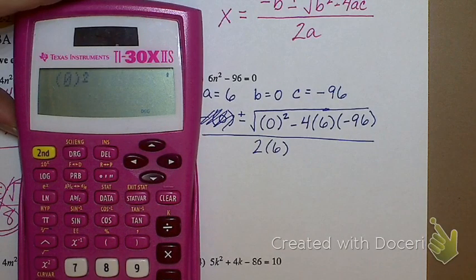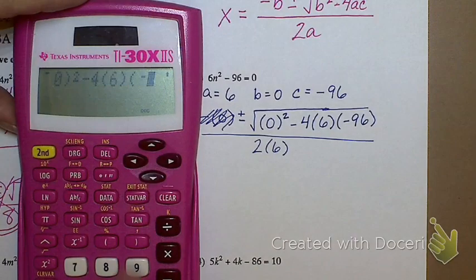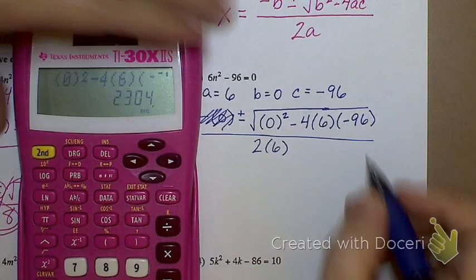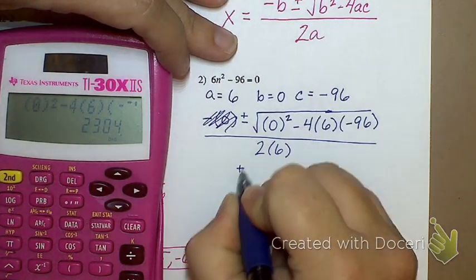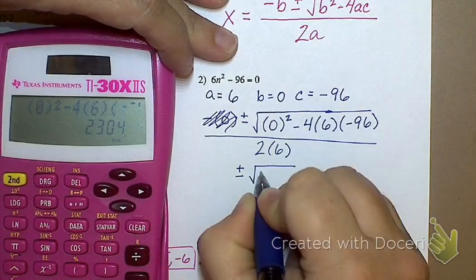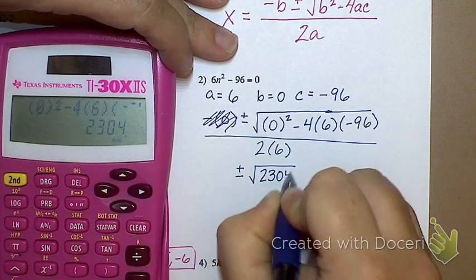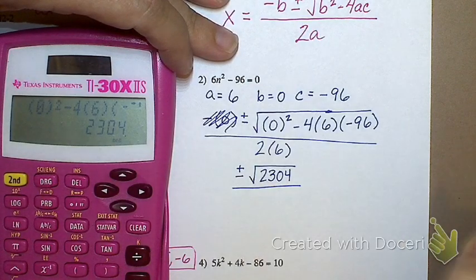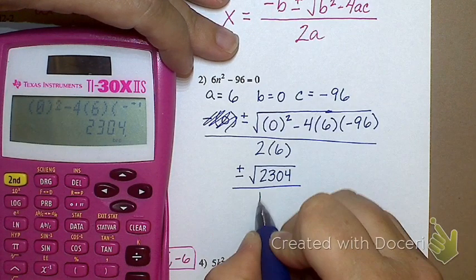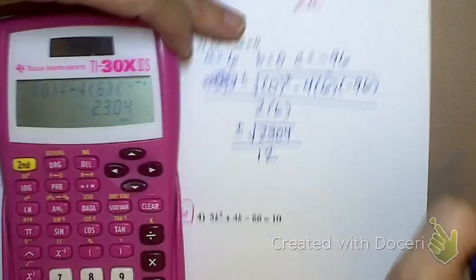Right? Now here, I can either drop out the 0 or I could just leave it in here and do 0 squared minus 4 times 6 times negative 96. Woo, big number. So I have plus or minus radical 2304 over what? 2 times 6 is 12. So now I just need to simplify that.